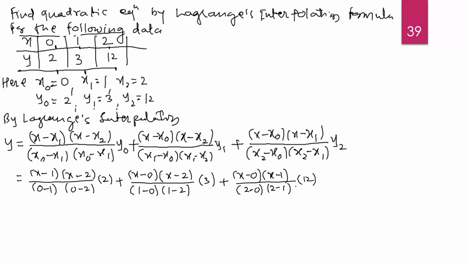Okay. Now simplify. Here, first we simplify the denominator: minus 1 and minus 2, that is simply 2. This 2 and this 2 will get cancelled. Now we simplify the numerator.